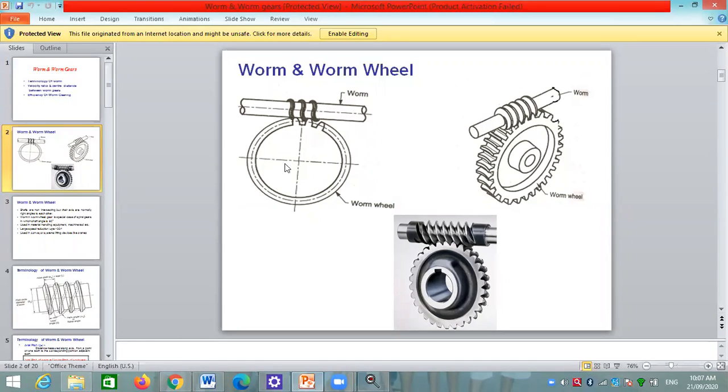due to the operation. During the operation, heat is generated in the worm and worm wheel, so effective cooling is necessary for a worm and worm wheel mechanism. This is another disadvantage of the worm wheel.